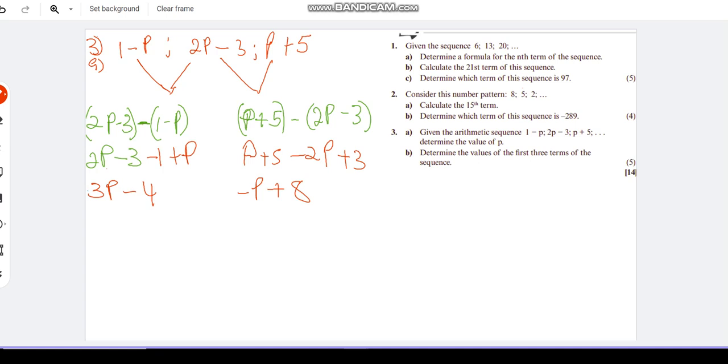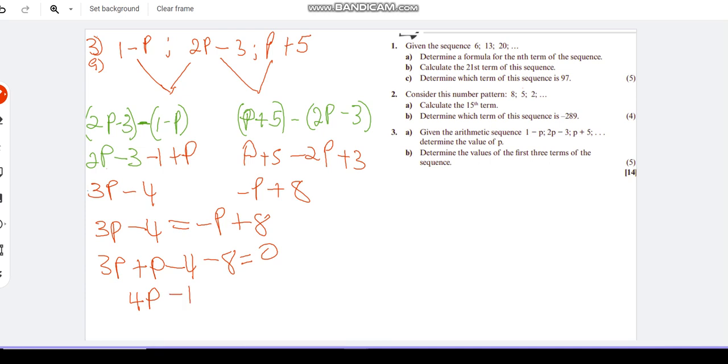Now in an arithmetic sequence, the common differences are equal, so with this regard you will say p minus 4 is equal to minus p plus 8, and then solve for p like you're solving for x. Take this to the other side: you'll have p plus p, and then minus 4 and minus 8 is equal to 0. Now p plus p gives 2p, and minus 4 minus 8 gives minus 12, equal to 0. Take the minus 12 to the other side and you'll have 2p is equal to 12.